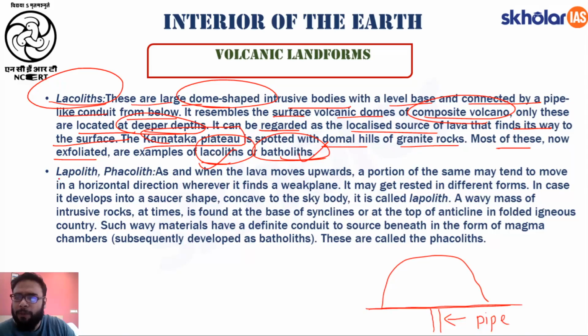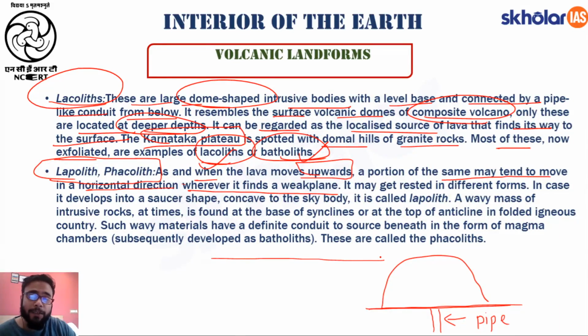Fine. Then we have two important structures called your lapolith and phacolith. So let us understand this. As and when the magma moves in the upward direction, a portion of the same may tend to move in the horizontal direction whenever it finds a weak plane. Okay, let us go to the points, then I will draw the diagram. So it may get rested in different forms. In case it develops into a saucer shaped body, concave to the sky, it is called your lapolith.